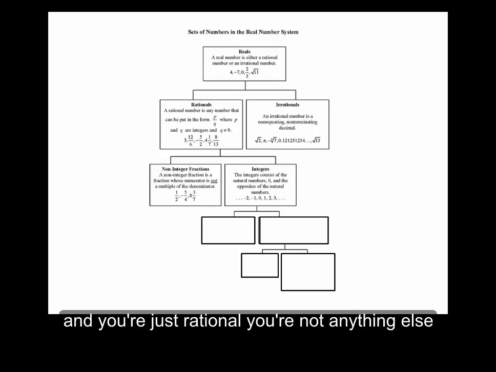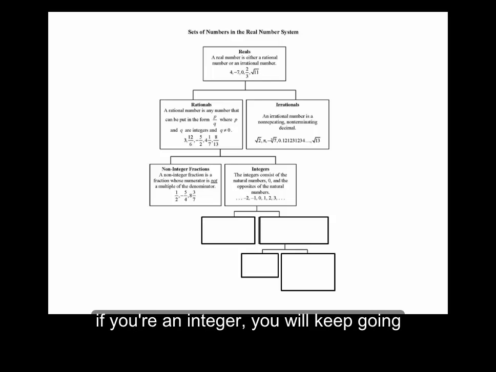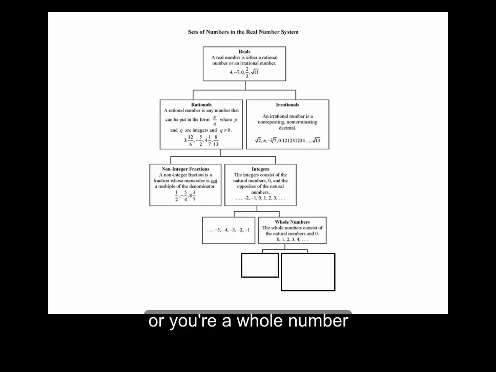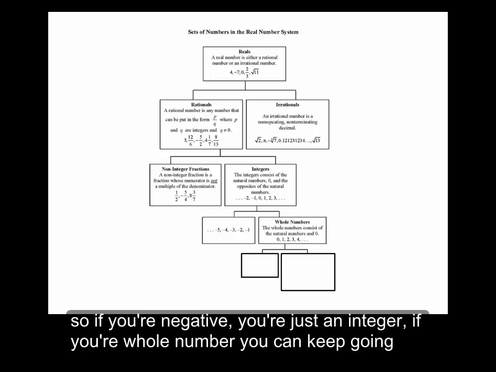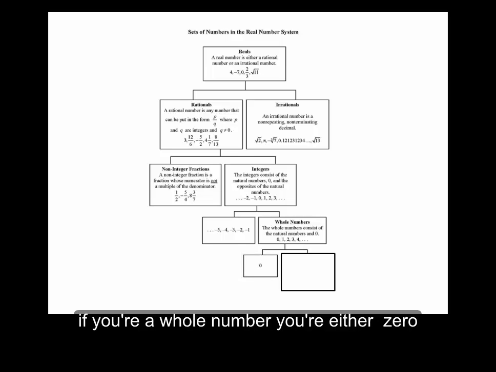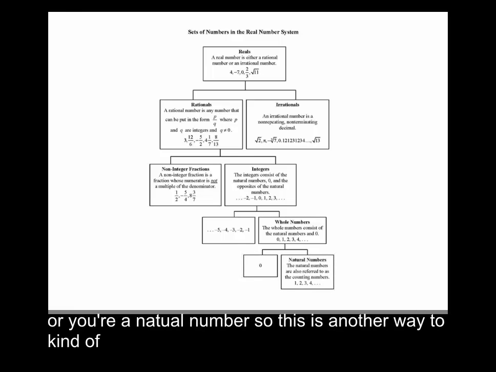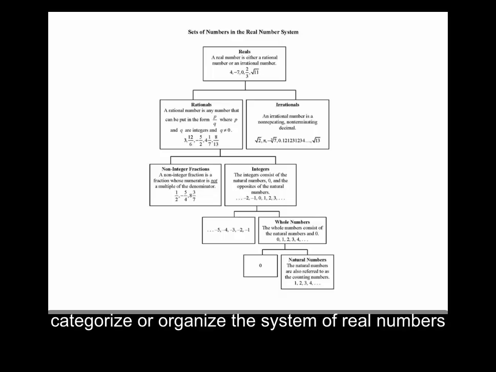You're just rational. You're not anything else. If you're an integer, you can keep going. If you're an integer, you're either negative or you're a whole number. So if you're negative, you're just an integer. If you're a whole number, you can keep going. And if you're a whole number, you're either 0 or you're a natural number. So this is another way to categorize or organize the system of real numbers.